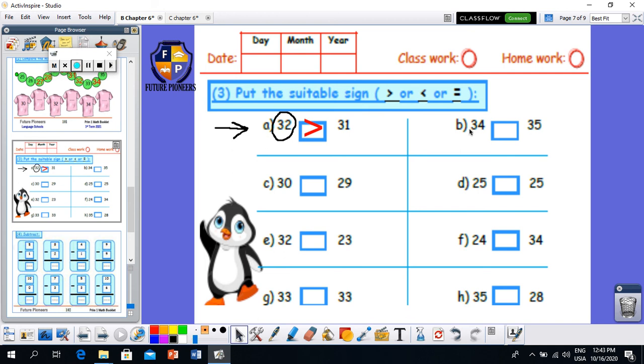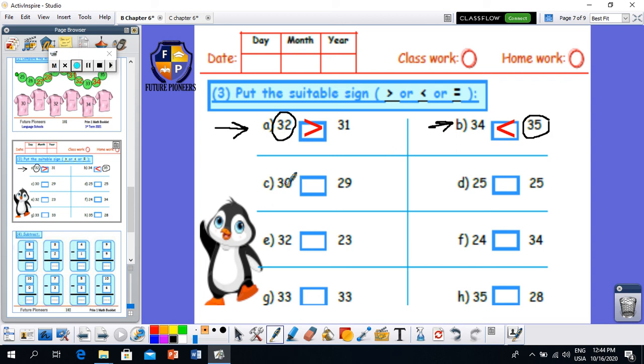Number B, 34 and 35. Which is greater, 34 or 35? Of course, 35 is greater than 34, so I will put a circle around 35. And what shall I do? I will open the alligator mouth to eat 35 because we have a circle around it. When we read the sentence from left to right, you can read it as 34 is less than 35.